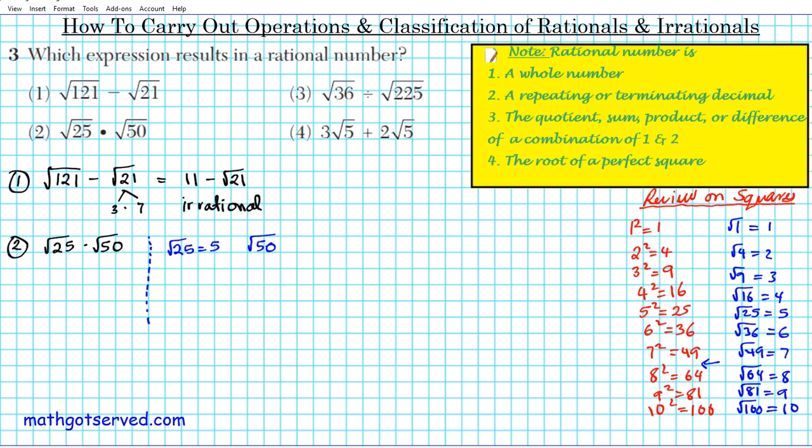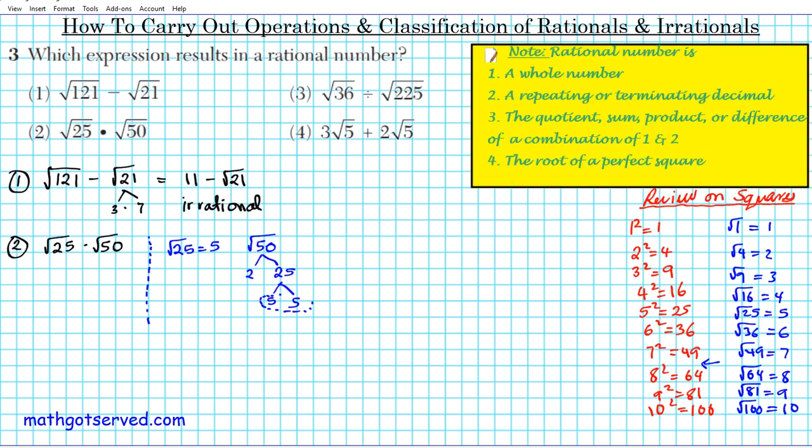Any factor that repeats, we'll group them together and bring them out as one, because the square root of a factor times itself is just one of the factors. So this is even, so 2 goes into 50 25 times. And then 5 goes into 25 5 times. Any number that ends with 5, you can divide by 5.